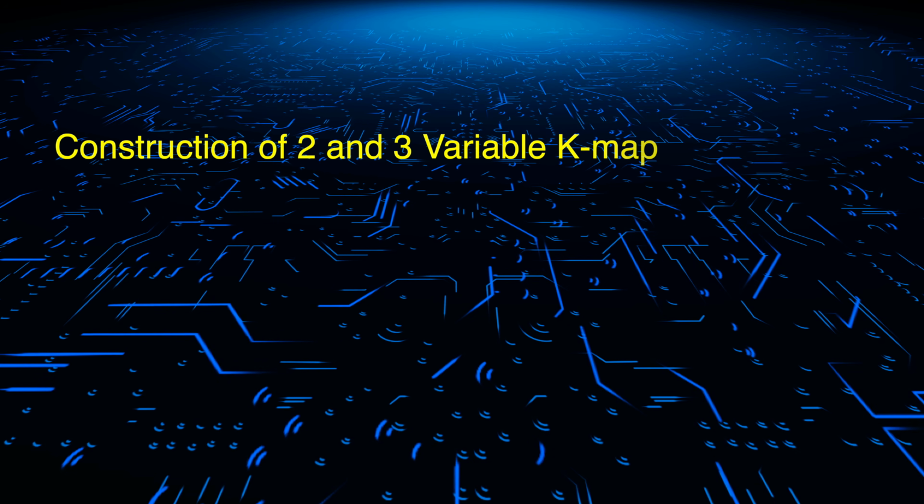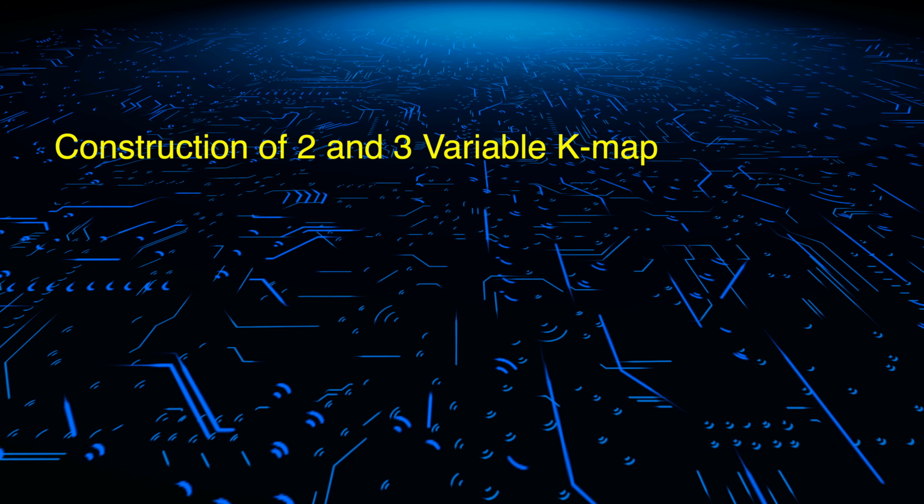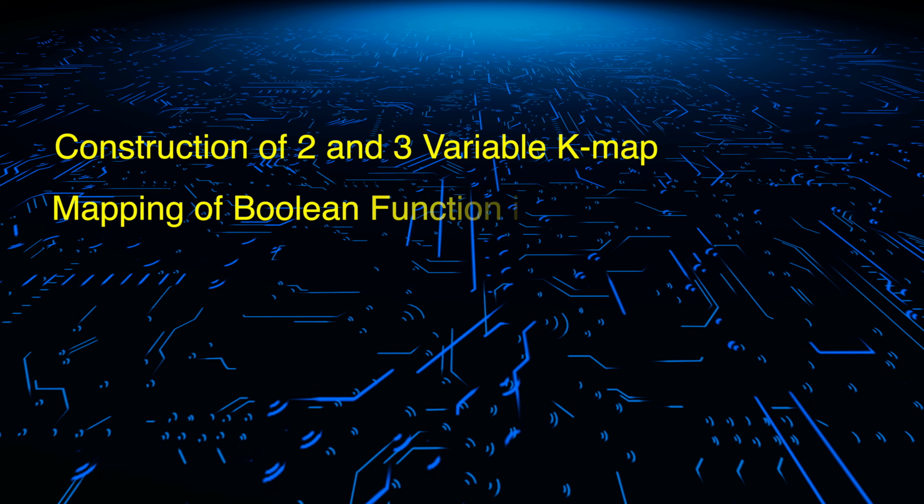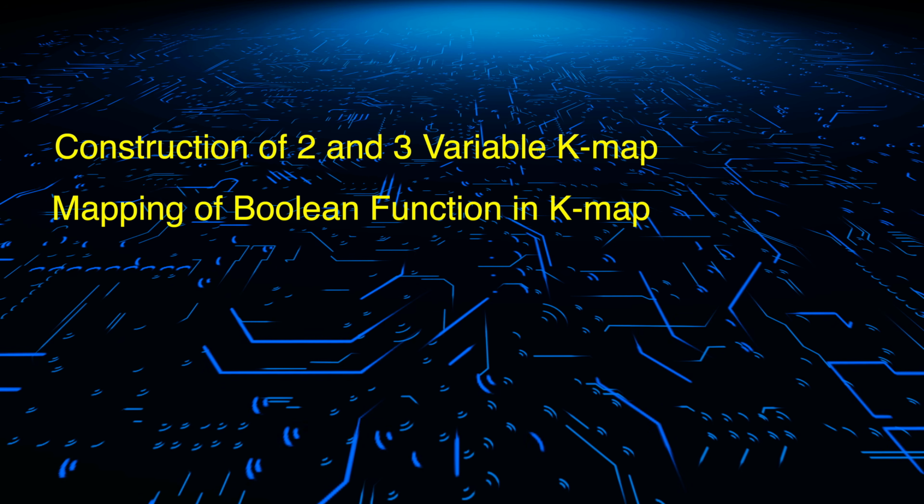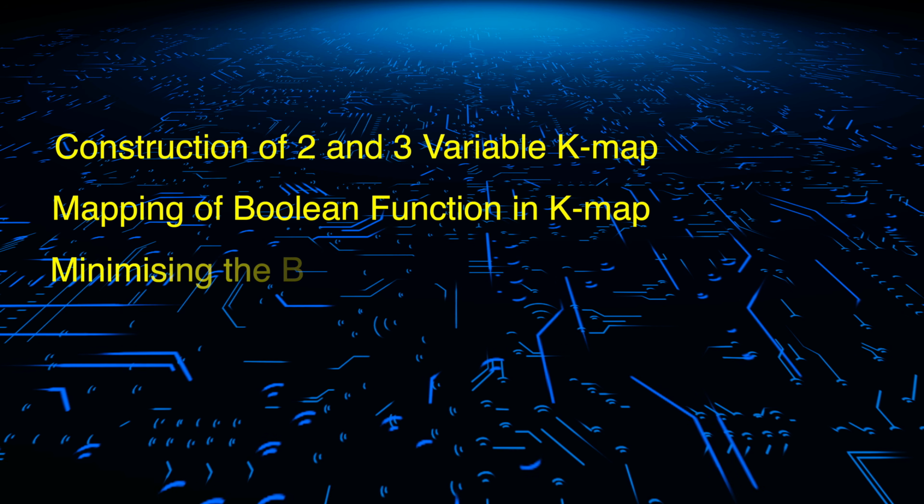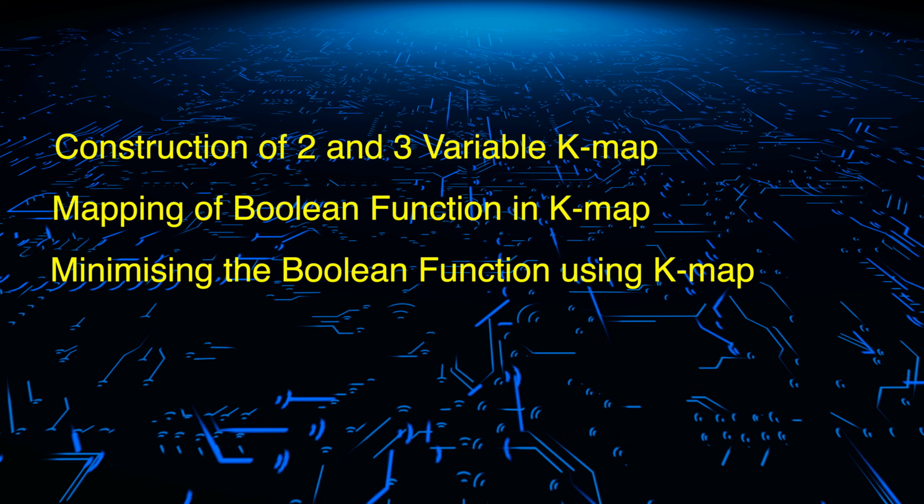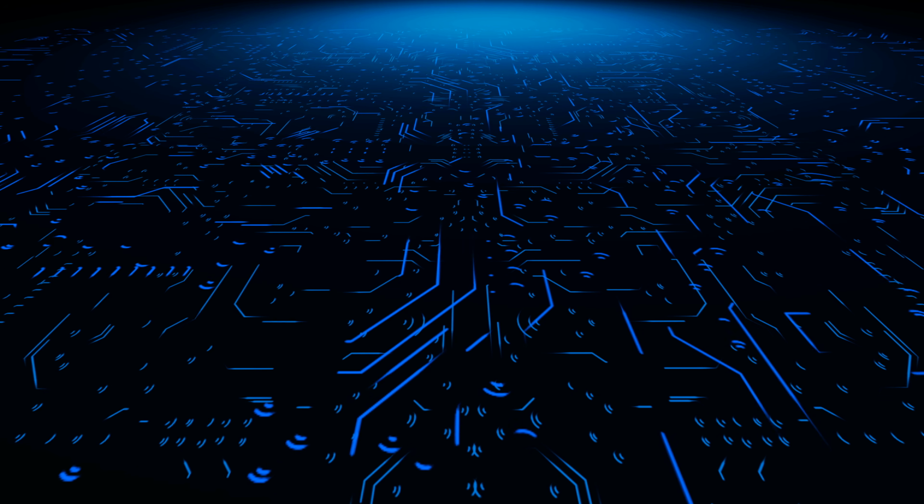So first of all, let us see how to construct the K-map for 2 and 3 variables. Then after that we will see how to map the Boolean expression in this K-map, and after that we will see how to minimize the Boolean expression using this K-map.